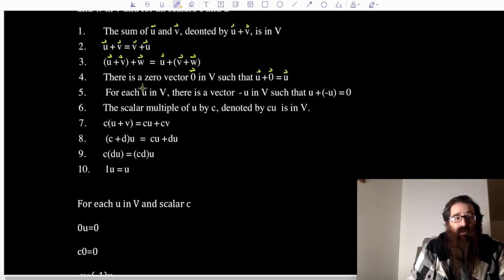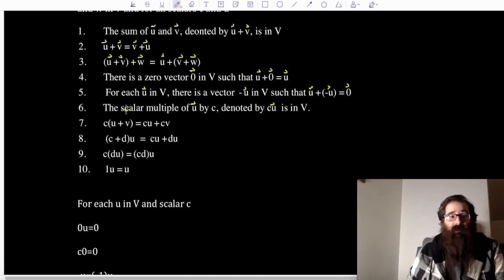For each vector u in vector space capital V, there is a vector minus u in vector space V, such that u plus minus u gives us the zero vector, so we need an additive inverse. The scalar multiple of vector u by scalar c, denoted by c times vector u, is in vector space V. And then now we get some distributive properties, right? So scalar c multiplied into, and here we have the collection vector u plus v. I have a left distributive law that says this is the same as c times vector u plus c times vector v.